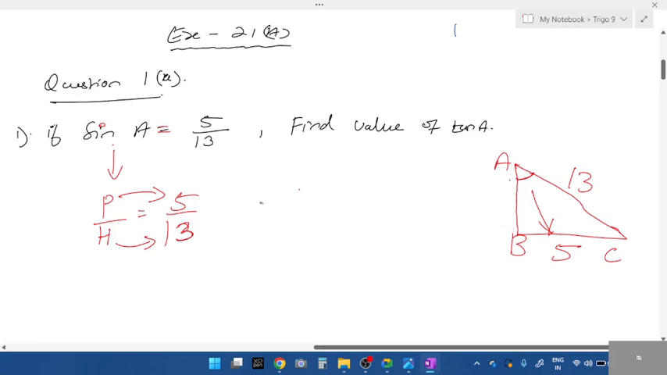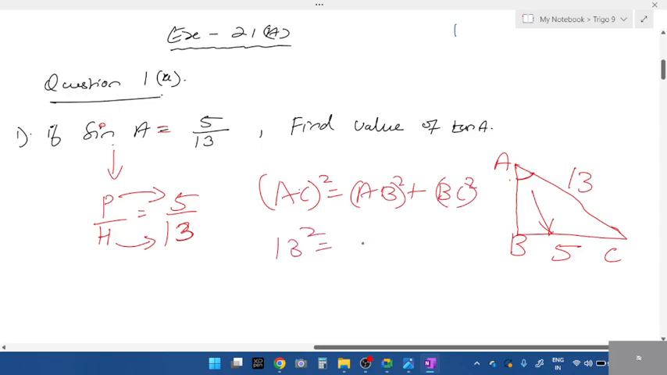AB is missing. Use Pythagoras theorem. What is Pythagoras theorem here? Alia, can you answer? Which is hypotenuse? H square is equal to P square plus B square. Which is hypotenuse in this triangle? Pythagoras: AC square is equal to AB square plus BC square. What is AC, students?